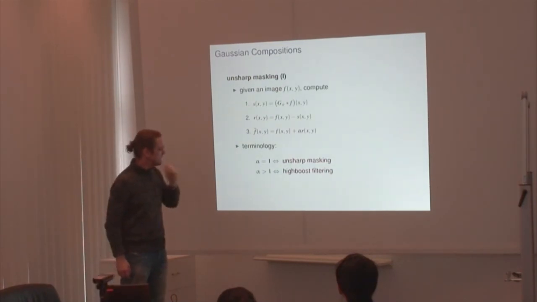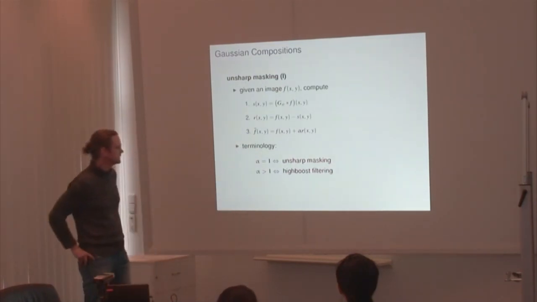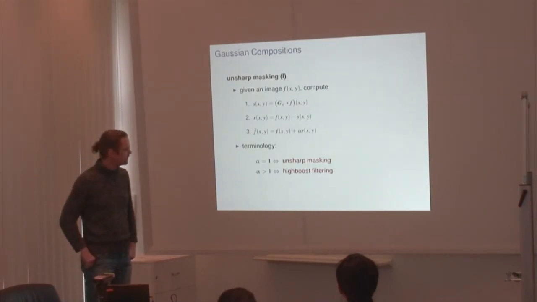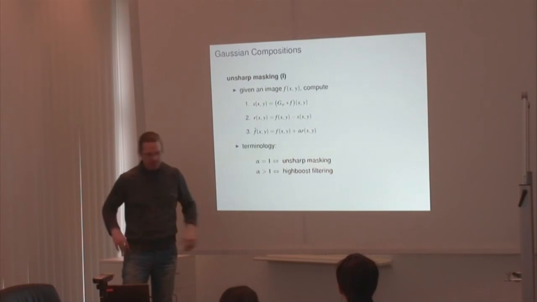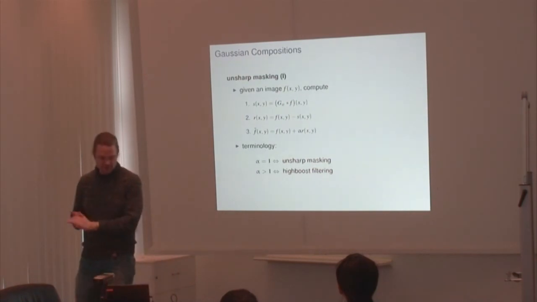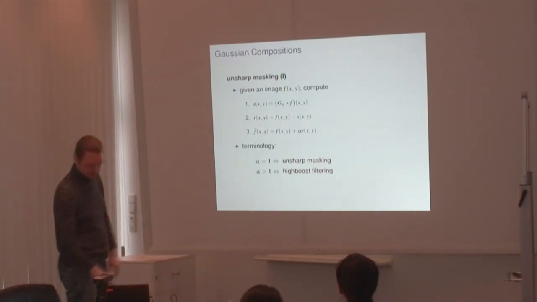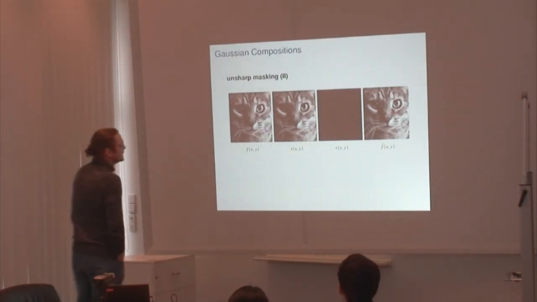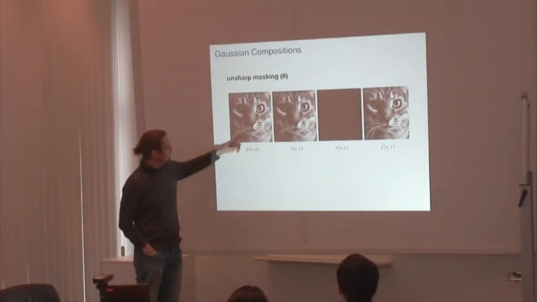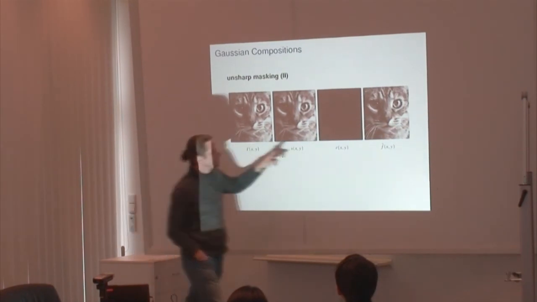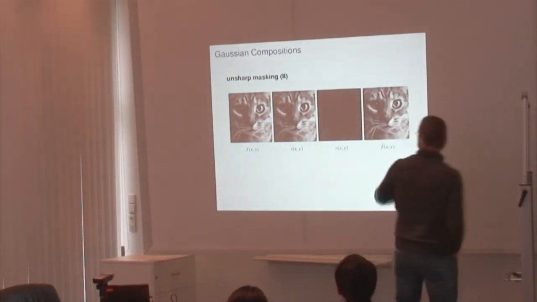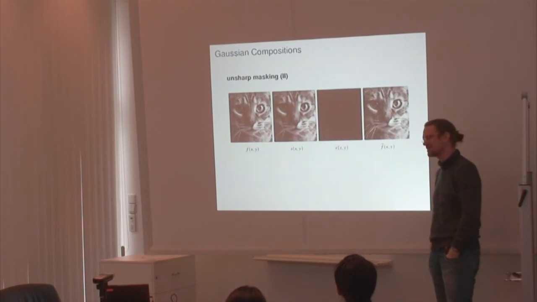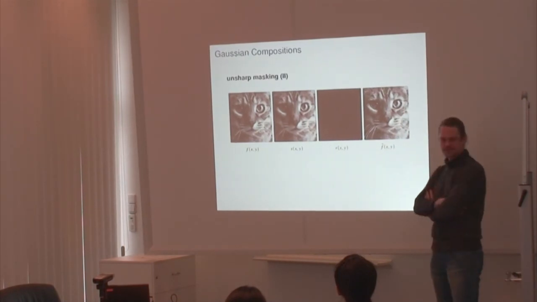And if this alpha is set to 1, then this process is called unsharp masking. And if it is set to something larger than 1, it's actually called high boost filtering. And I should have brought you an example of high boost filtering, but this is unsharp masking. Can you see a difference between the original image and the unsharp masked image? Do you see a difference?